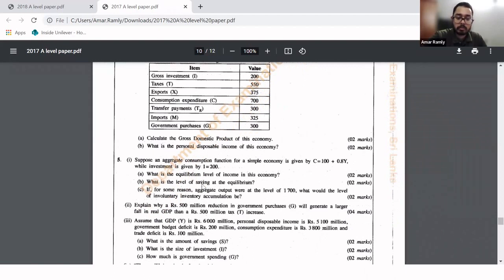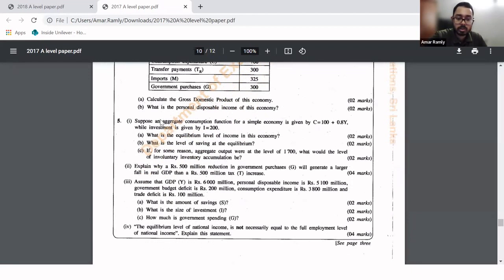Okay, right. Okay, guys, let's move on to question 5. Let's have a look at statement number 1A. They've given you the aggregate consumption function. They've given you investment. Guys, do you want to maybe try finding the equilibrium level of income here?